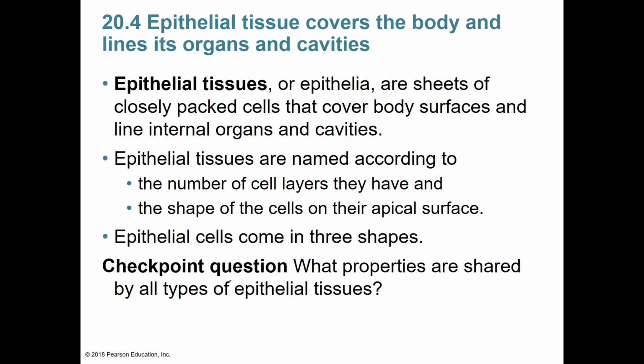So starting with epithelial tissues, these are the tissues that are closely packed cells that cover the body surfaces and line our internal organs and cavities. They're named depending on the shape of the cells, and how many layers they are. So we'll take a look at these.